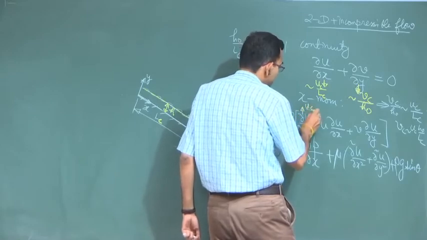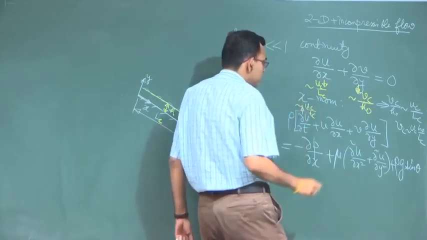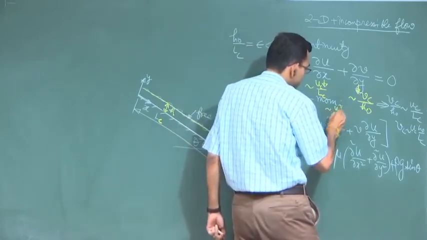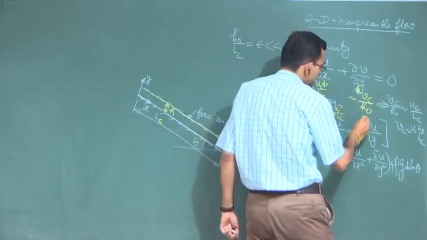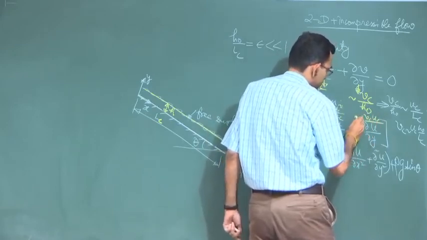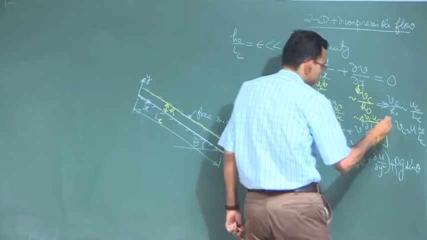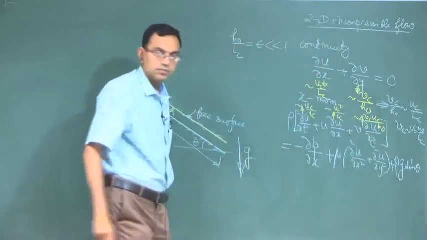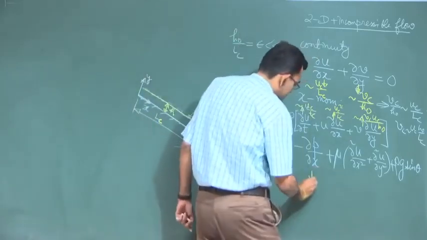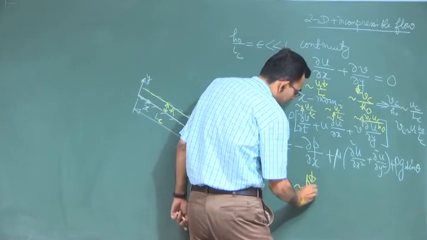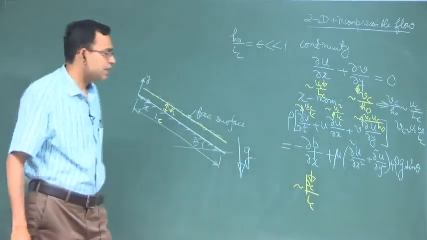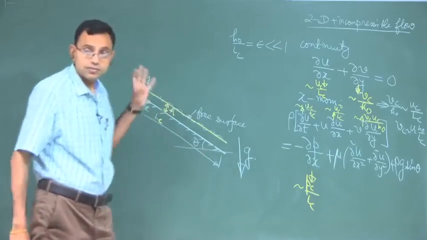So, this is Uc by Tc order of magnitude, this is Uc square by Lc, this is Vc Uc by h naught. Okay. This is Pc by Lc. We also do not know what Pc is, but we understand that Pc is important.